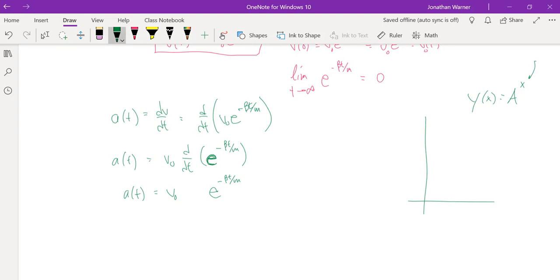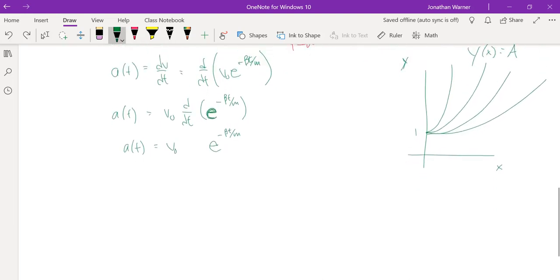Exponential functions start like here at 1. Here's y, here's x. If x is 0, a to the 0 is 1. And based on what a is, the function might go like this, or like this, or like this. Ours happened to have a negative x. That's why we got a decaying function. But let's just talk about positive functions.